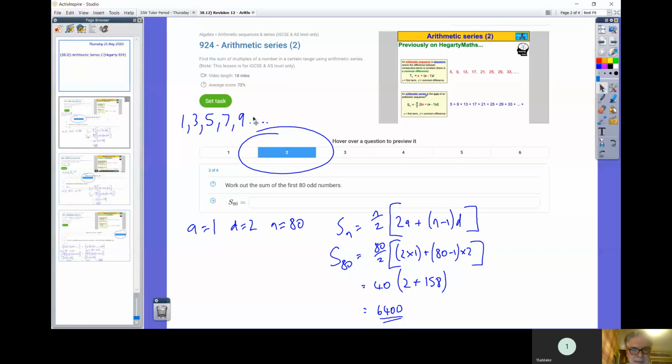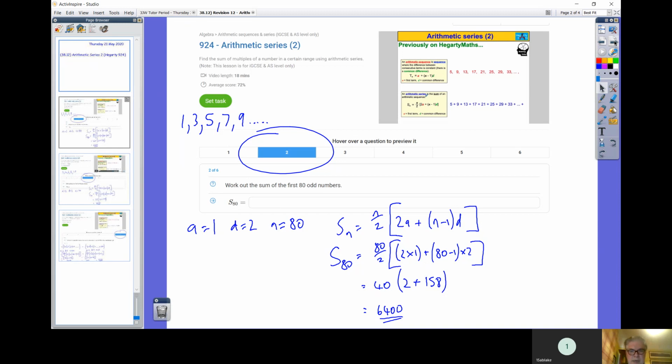So clearly A is 1, your first number. D, your common difference, well, you're clearly going up in 2s. And we're being told it's the sum of the first 80 odd numbers, so N is 80. Once you've got that far, you're just substituting into the formula you used yesterday. So 1 and 2, pretty straightforward.